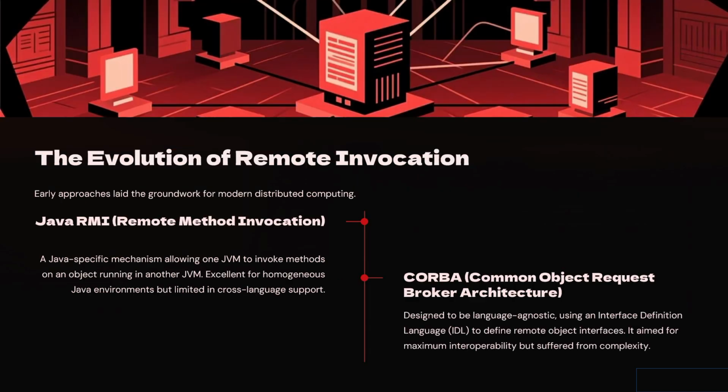The evolution of remote invocation. Early approaches laid the groundwork for modern distributed computing. Java RMI, Remote Method Invocation, is a Java-specific mechanism that allows one JVM to invoke a method on an object running in another JVM. Excellent for homogeneous Java environments, but limiting in cross-language support.